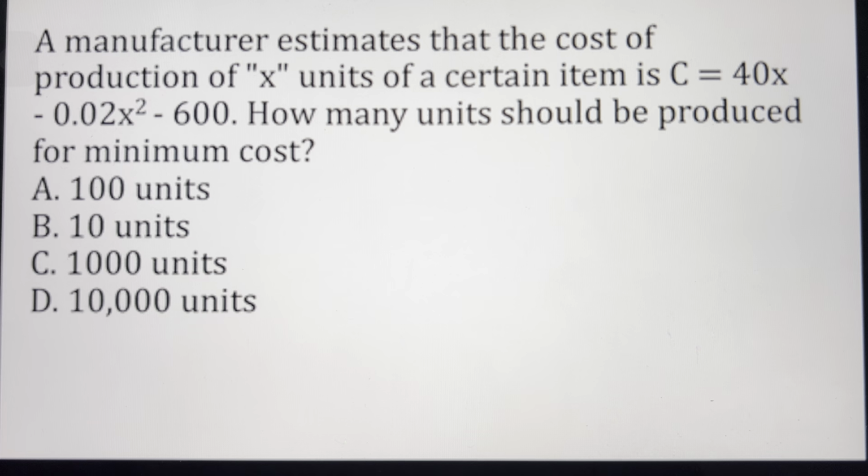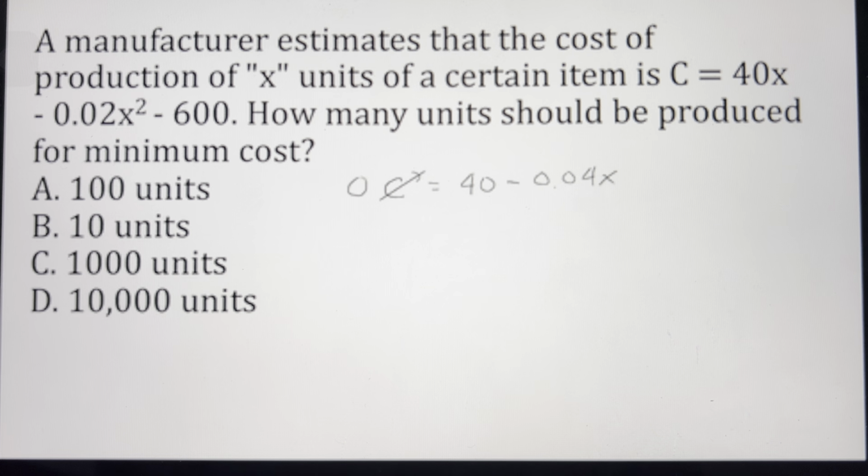A manufacturer estimates that the cost of production of x units of a certain item is C equals 40x minus 0.02x squared minus 600. How many units should be produced for a minimum cost? So for minima, let's get the first derivative of the function. C prime will be the derivative of 40x, that will be 40, minus the derivative of 0.02x squared, that's 0.04x, and the derivative of 600 is 0.